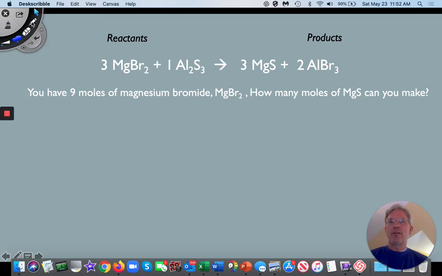So if we take a look at it here, I'm going to give you 9 moles of this thing. And I want to know how many moles over here will you produce. Okay, so there's an easy way to do this using ratios.